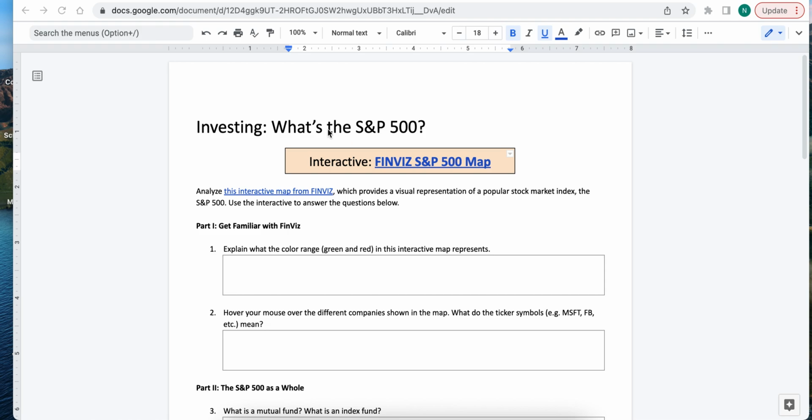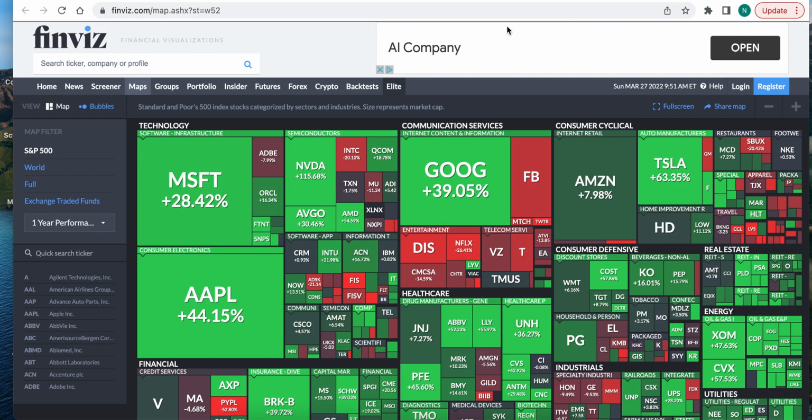This is the "What is an Index Fund" assignment. For this assignment, we're going to be looking at the Standard & Poor's 500. I have this interactive map that is linked at the top, and when I open that up, it looks something like this. This can be a little bit overwhelming if we don't know exactly what we're looking at.